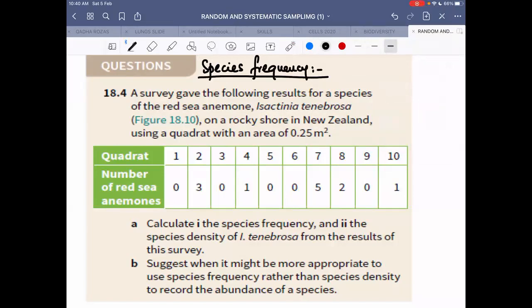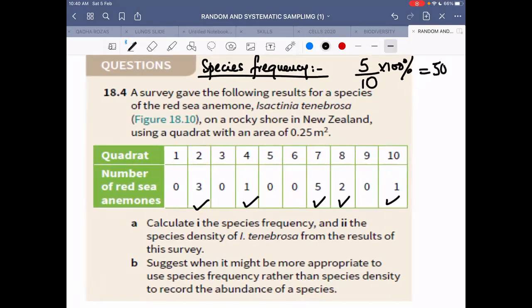Rafi, what is the total number of the quadrats? 10. In how many quadrats were the red animals found? 5. 1, 2, 3, 4, 5. अच्छा, क्या होगा स्पीशी फ्रीक्वेंसी? 50%. 50% हो गई. ये तो आपकी स्पीशी फ्रीक्वेंसी हो गई. अब स्पीशी डेंसिटी बताओ.